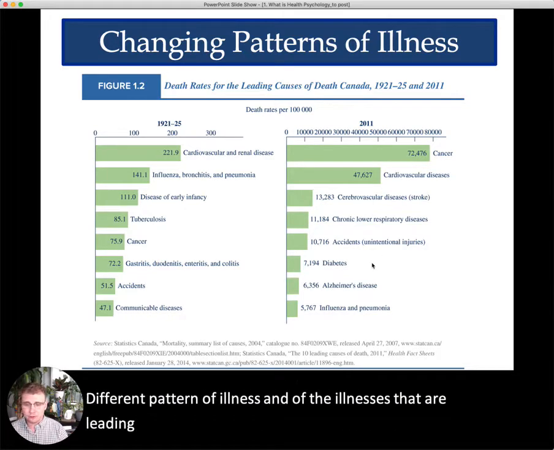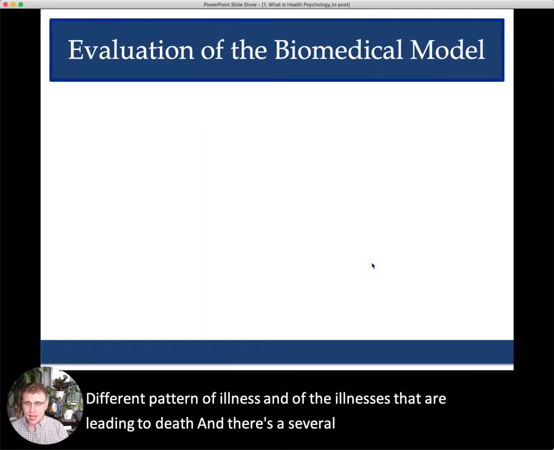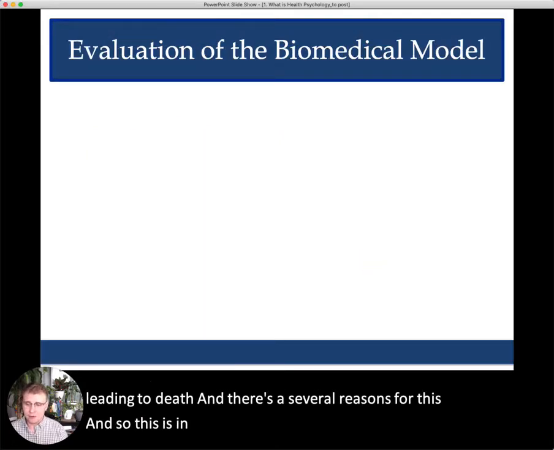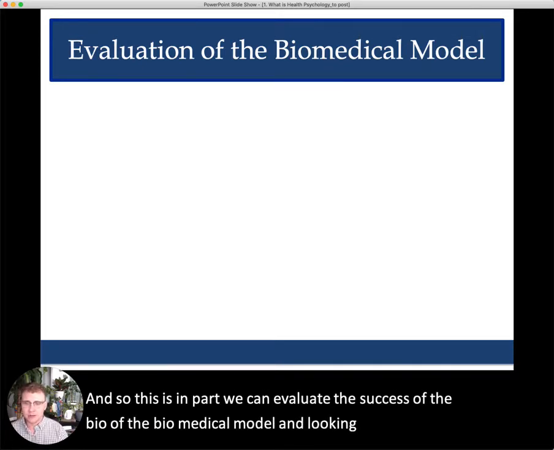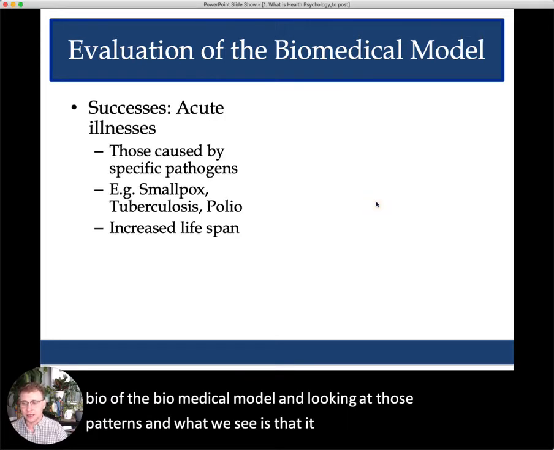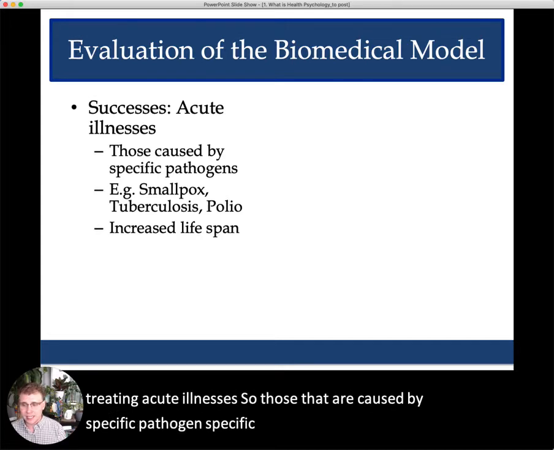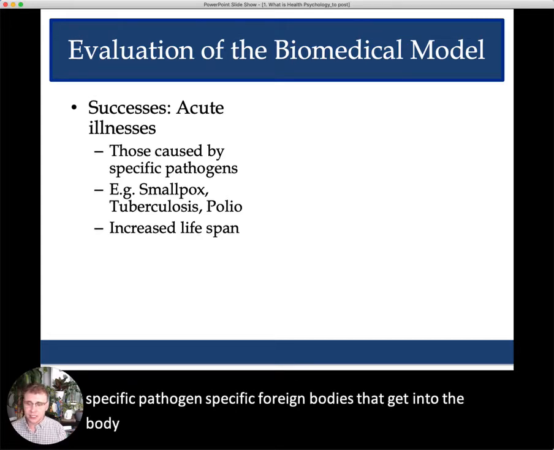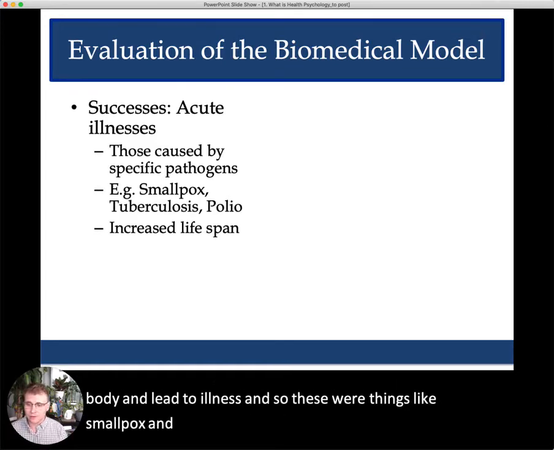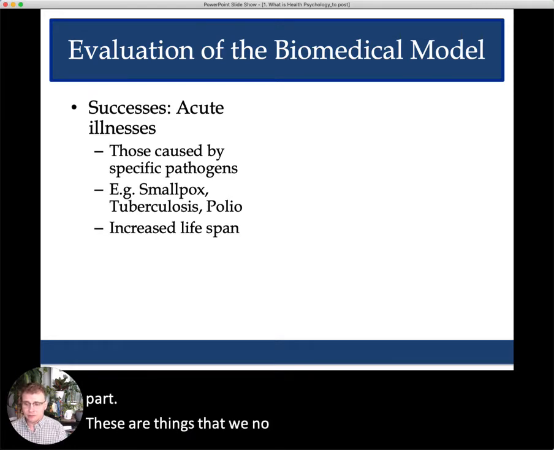And there's several reasons for this. In part, we can evaluate the success of the biomedical model by looking at those patterns. What we see is that it was very effective in treating acute illnesses, so those that are caused by specific pathogens, specific foreign bodies that get into the body and lead to illness. These were things like smallpox and tuberculosis and polio, and for the most part, these are things that we no longer need to fight against in developed society.